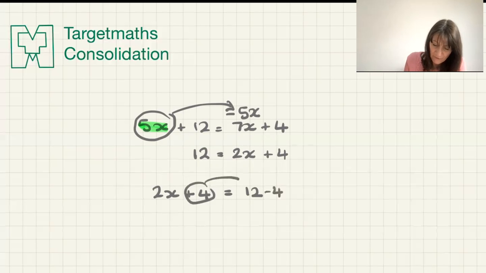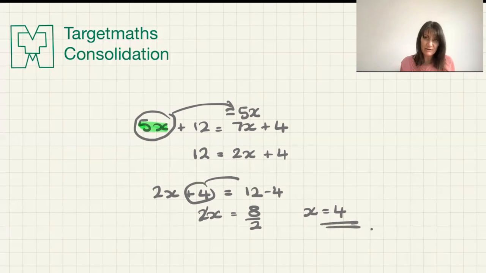So take off that 4 and I've got 2x equaling 8. Divide through by the 2 and x is equal to 4. If you got that right, really well done.